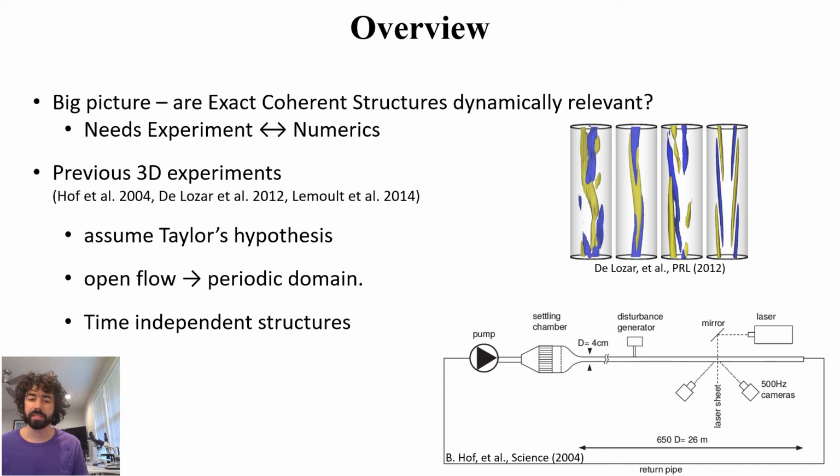Previous studies on this, carried out in 3D, have focused on time-independent ECS, which periodic orbit theory suggests are not dynamically relevant. Additionally, these studies have compared open flows with ECS computed in periodic domains, and typically small periodic domains. Furthermore, the measurements in these studies were also carried out in a way that required Taylor's frozen turbulence approximation to make comparisons to the 3D ECS. We avoid all of these challenges by working in the Taylor-Couette geometry.